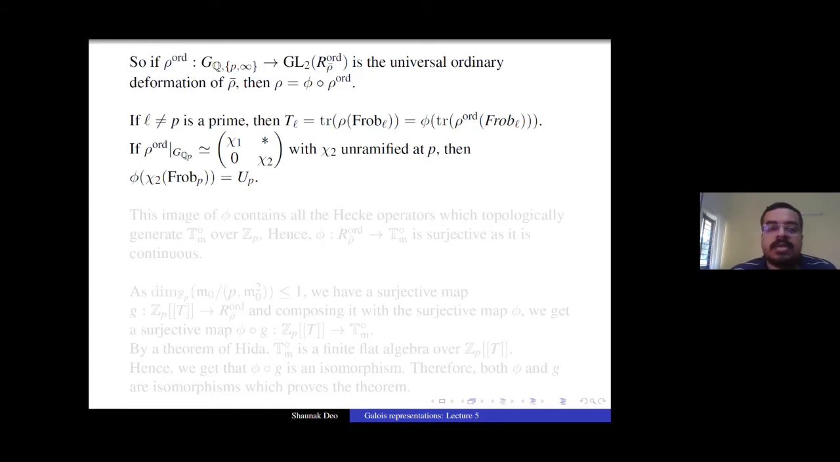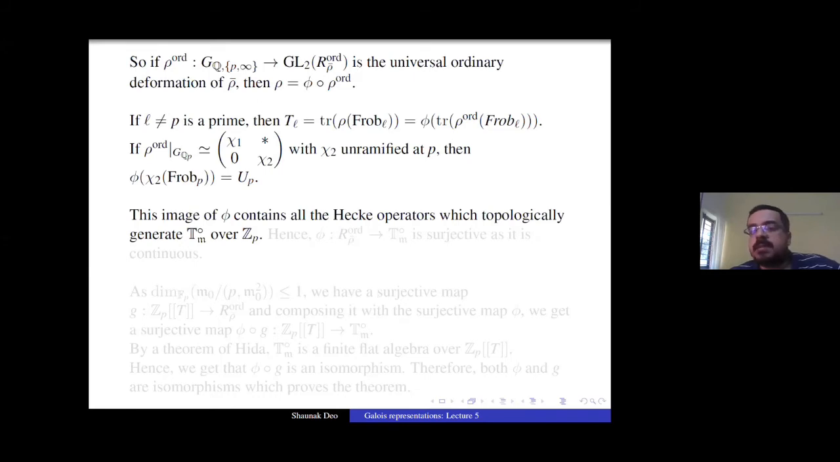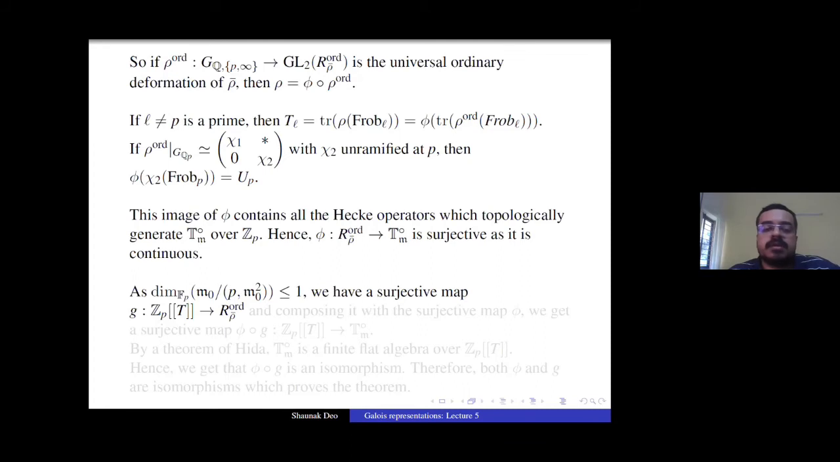So what is this telling us? This is telling us that the image of phi contains all the Hecke operators which topologically generate T_m circ over Z_p. And because this map phi is a map of CNL W(F) algebras, it is continuous. And so phi is surjective from R rho bar ord to T_m circ. This map phi is surjective because it is continuous. Okay, so we have proved that this phi is surjective. We have proved that the dimension of the mod p tangent space of R rho bar ord is at most 1. Because this mod p tangent space has dimension at most 1, we have a surjective map G from the power series ring in one variable over Z_p to R rho bar ord. We compose it with the surjective map phi. We get a surjective map phi composed with G from Z_p[[T]] to T_m circ.